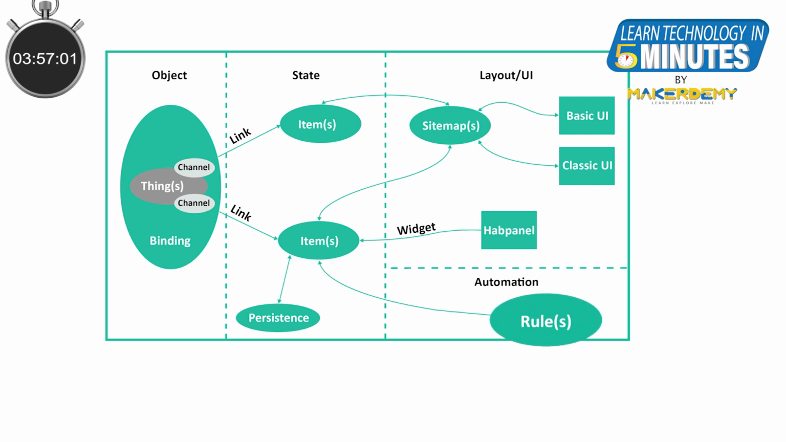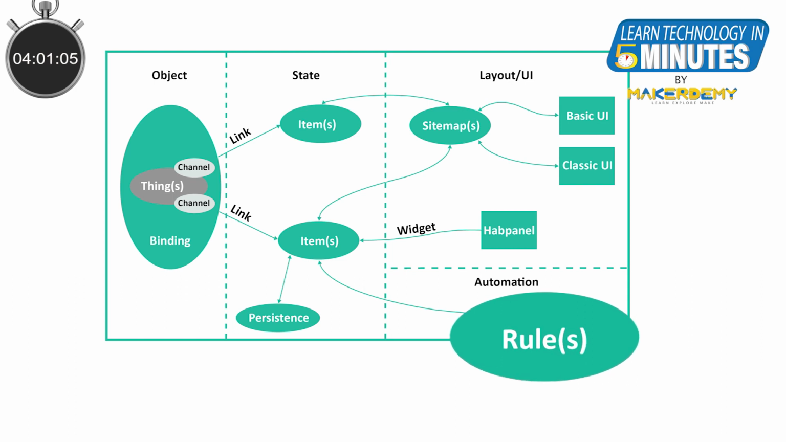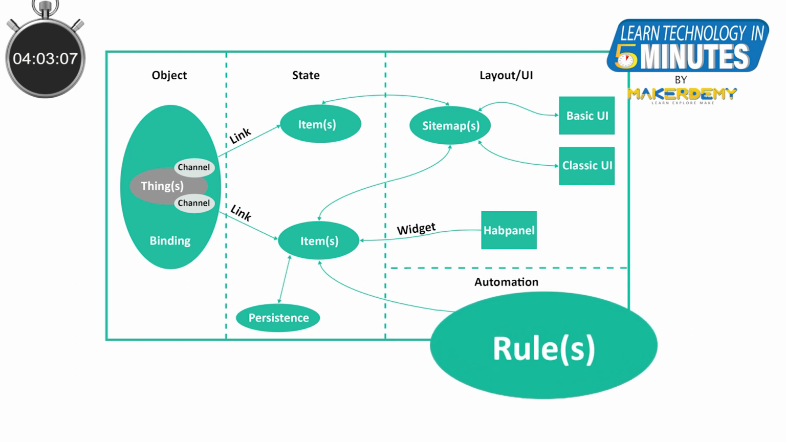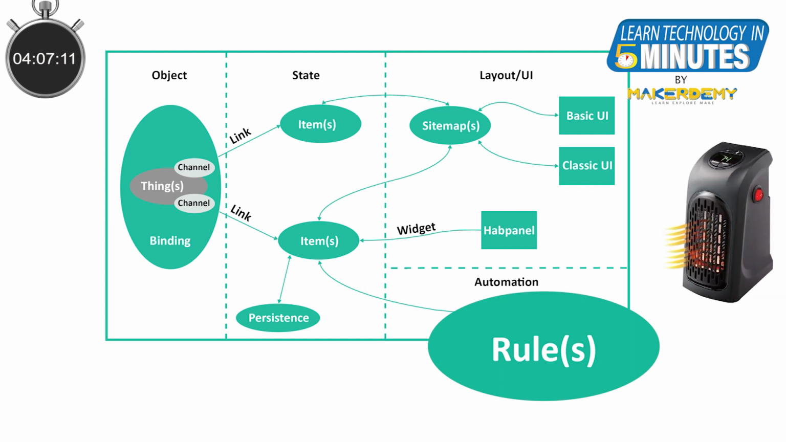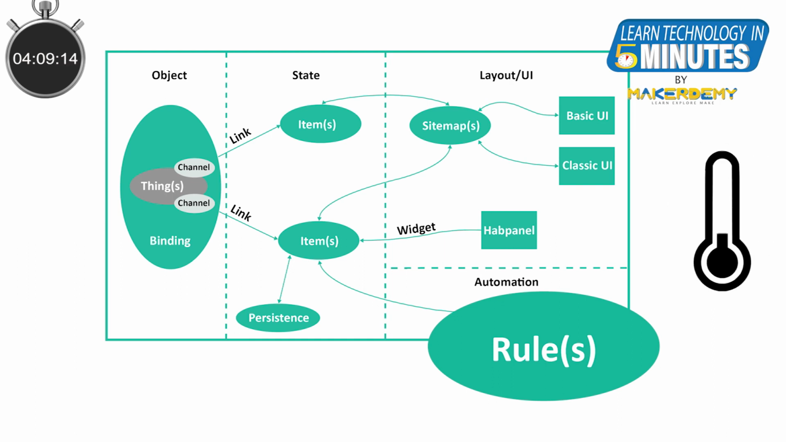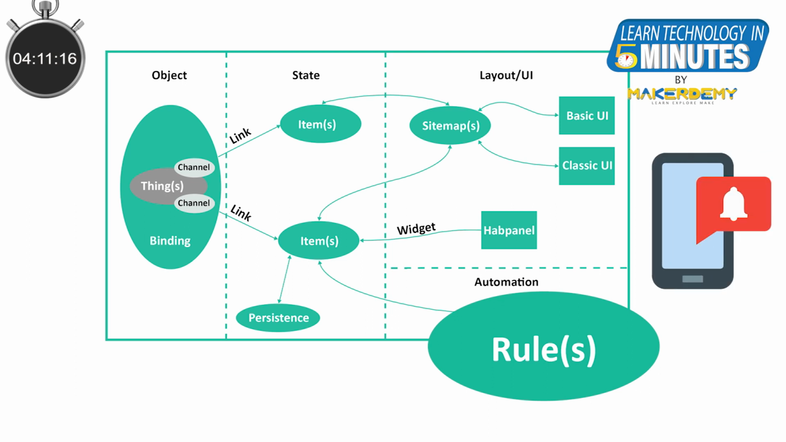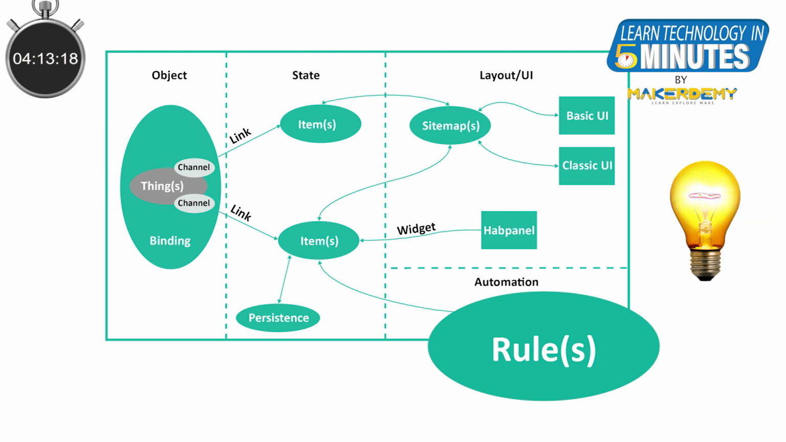Finally, the rules. The rules are where the home automation aspect comes into play, where you can define schedules or conditions for an action to happen. For example, you may want to turn on your heater when the temperature is very low, or you may want to receive a notification when the light is turned on. Automation rules like these and more complex logic can be implemented with the help of rules in OpenHab.